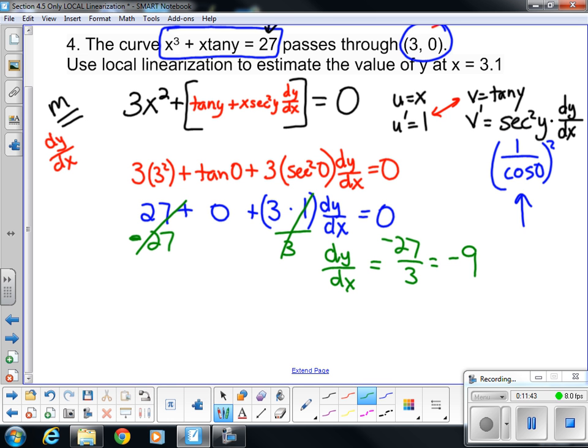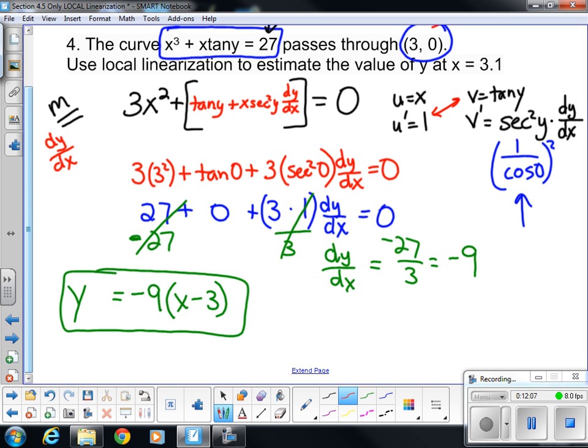If you don't believe it, try it yourself. All right, so that's our slope. And our equation of our line is going to be y minus 0 equals, slope is negative 9 times x minus 3. So that is our linear approximation. The second part of this problem asks us to find the value of y when x equals 3.1. So now we're just going to plug in 3.1. 3.1 minus 3 equals 0.1 times negative 9, which is negative 0.9.